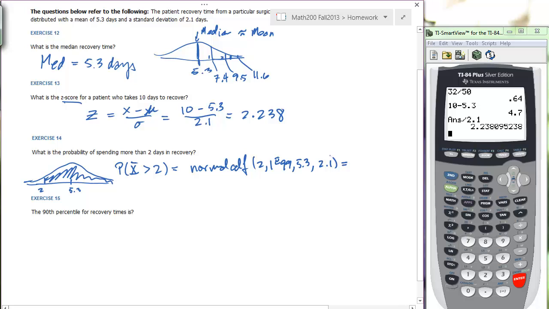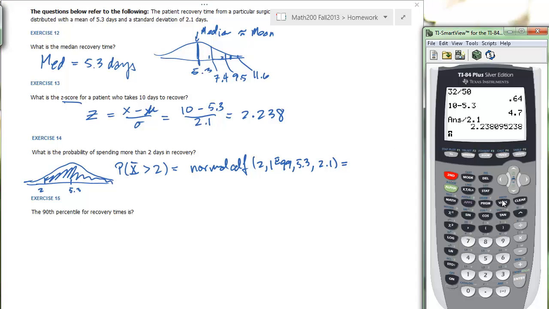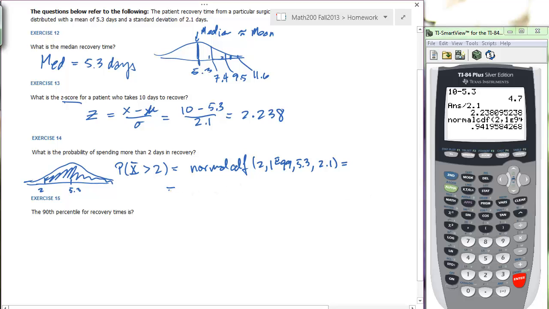We punch this in our calculator by going to second function in distributions, or vars. Normal CDF is the second one, and then we get 2, comma, and then the E, remember, is right above the comma, to the 99, and then 5.3, and then 2.1. And we get a pretty good probability. That's 0.9419, or round off to the fourth decimal place, that would be 0.9420.